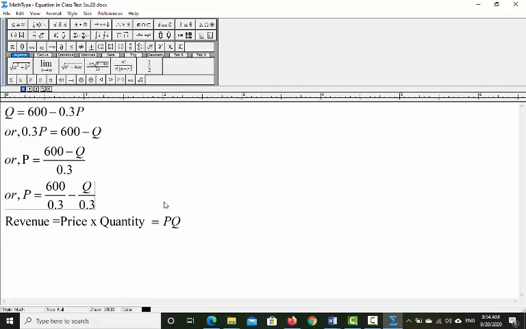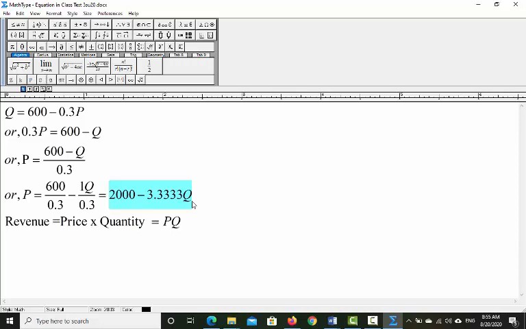If you divide 600 by 0.3, you will get 2000 minus, and for Q there is a 1 here, so 1 divided by 0.3, which is 3.3333Q. So P is equal to 2000 minus 3.3333Q. You could write it this way.